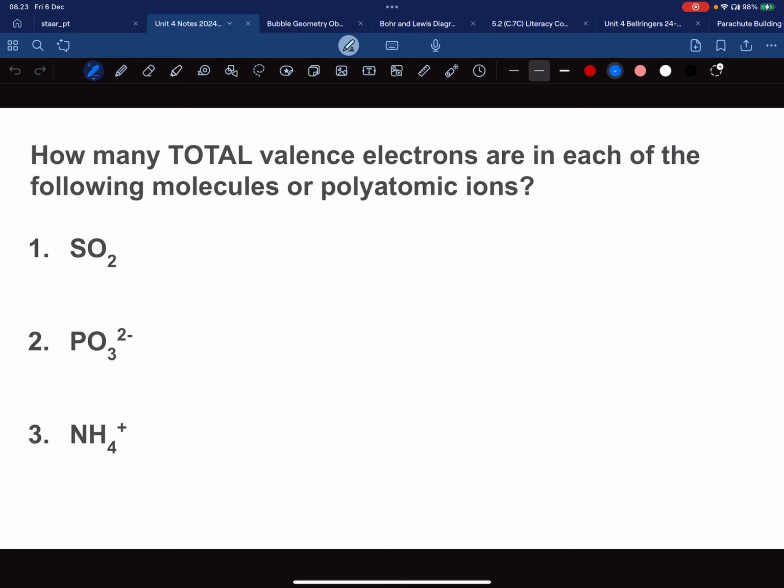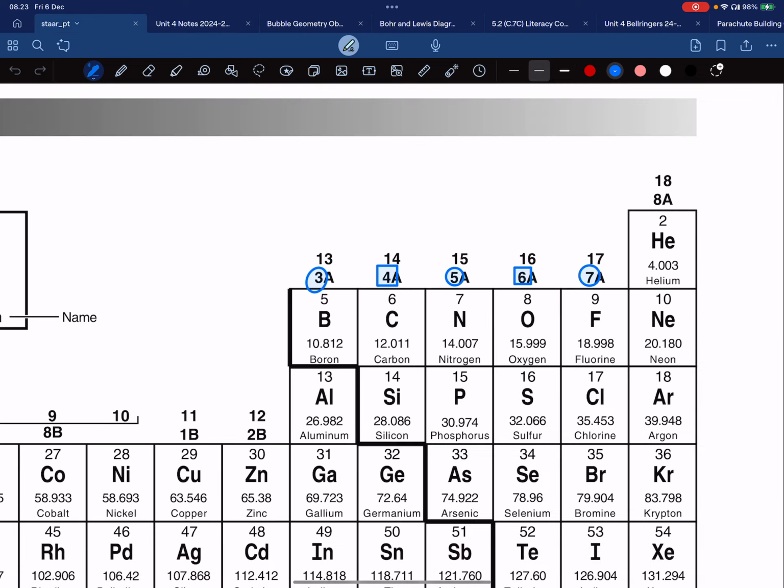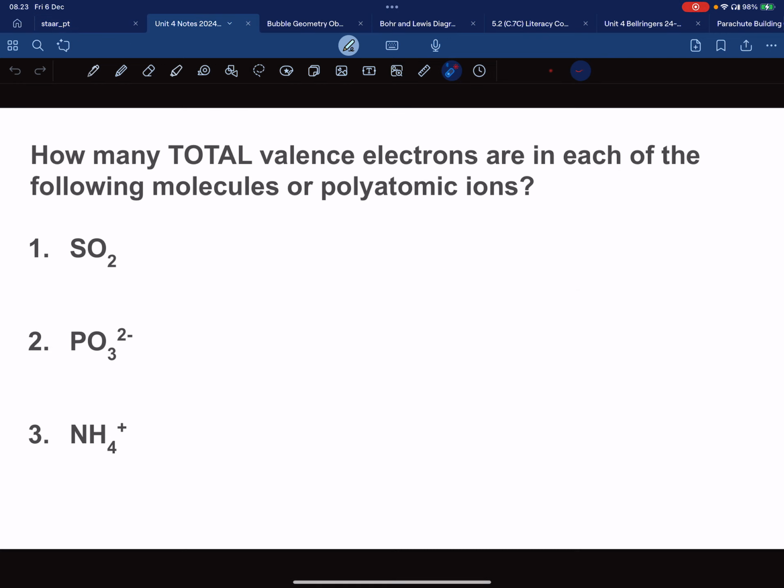So, for example, sulfur and oxygen. There's sulfur, there's oxygen, they both have 6. So, since sulfur has 6, there's only 1. There are 2 oxygens, each of which has 6. 2 times 6 is 12, plus 6 is 18 valence electrons.